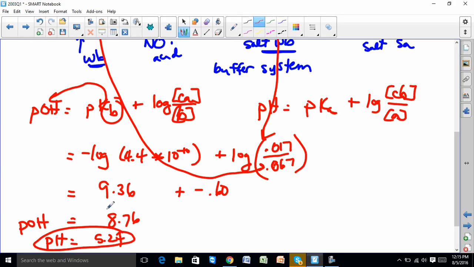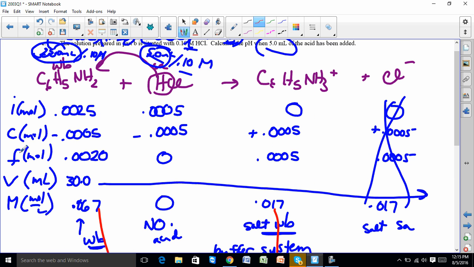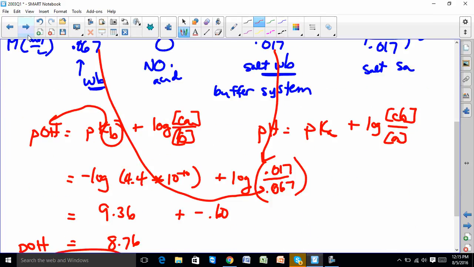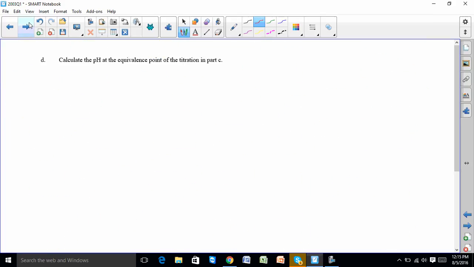Tough problem. You have to do an ICF VM chart. And then because you have a weak base and the salt of a weak base, and by the way, anytime you have a weak base and a strong acid, you always have a buffer system, unless you're on the other side of the equivalence point and all the weak base is gone. And so that's a tough problem.